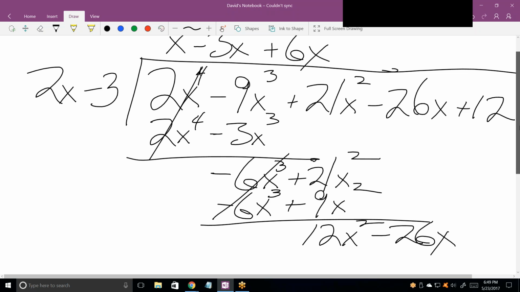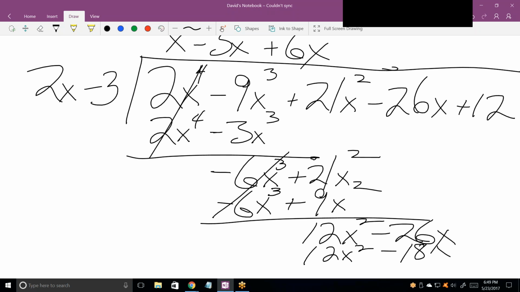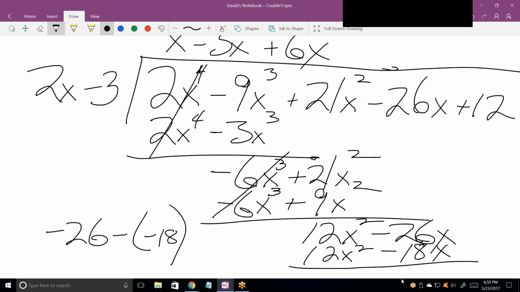And then back down, it's 12x squared minus 18x. Then you subtract that, and you get 44. No. Minus 26 minus a minus 18. That's why people have trouble with subtractions, because there's so many negative signs it blows their mind. Yeah. It needn't do that. Just always write it out like that, and now it's never complicated.